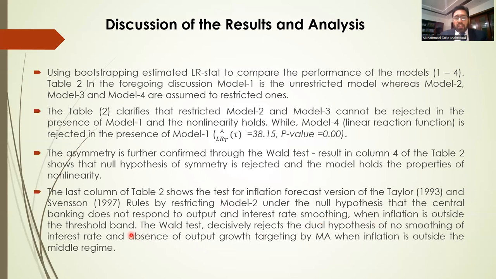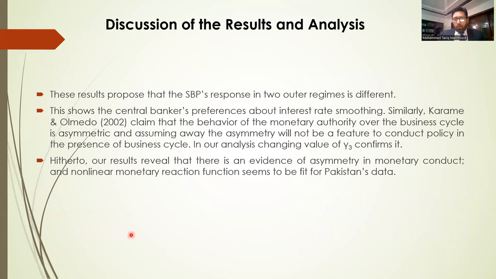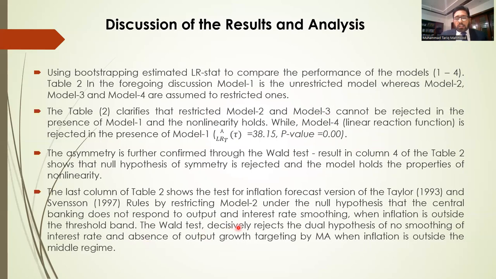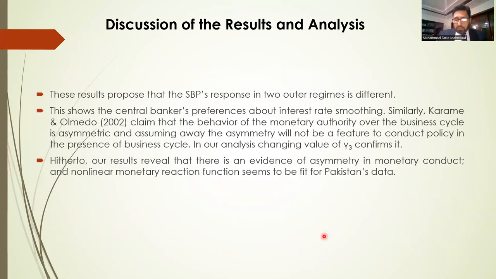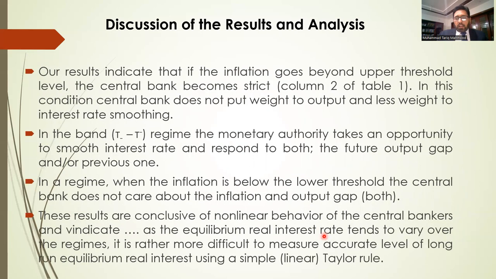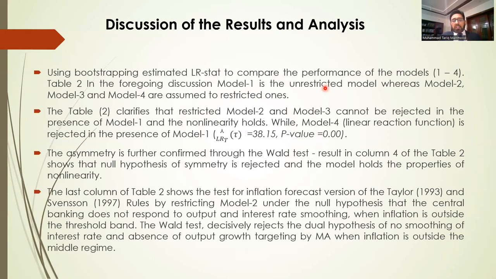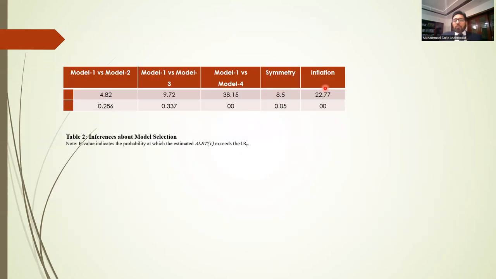So in this case, we have used the output outside the band model, and we found that the null hypothesis of interest rate smoothing when inflation is outside the threshold band, the Wald test rejects the dual hypothesis of no smoothing of interest rate and absence of output growth target by the monetary authorities. I am going to emphasize that we had the null hypothesis that there is no interest rate smoothing, number one, and there is an absence of output growth target by the monetary authority, when the inflation is outside the middle regime. Both hypotheses are rejected due to this lower probability of the inflation parameter.